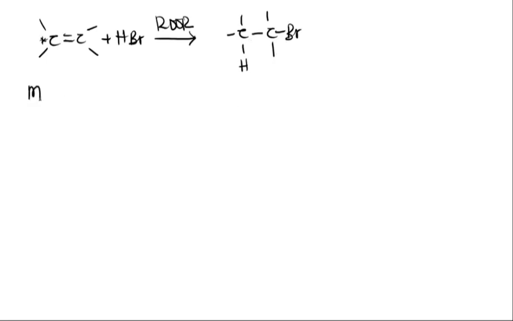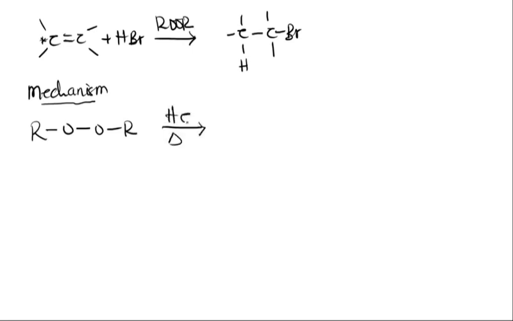So let's look at the mechanism for this reaction. The first step that we call the initiation step is the formation of the radical, or the alkoxy radical. What do we mean by this? The peroxide that we have over here would decay or dissociate in the presence of heat to produce alkoxy radicals.